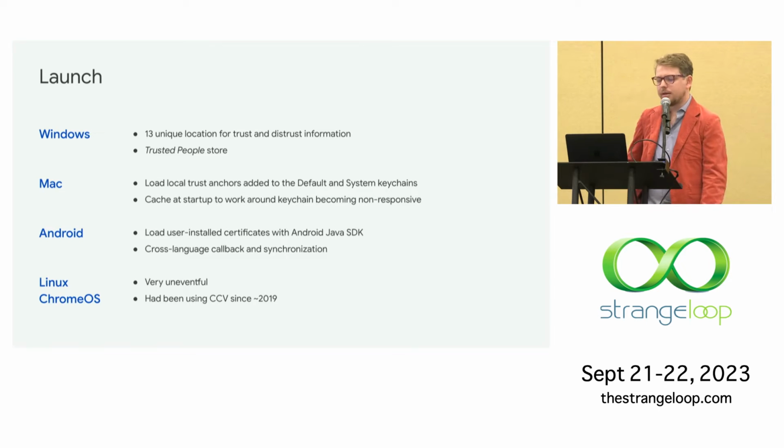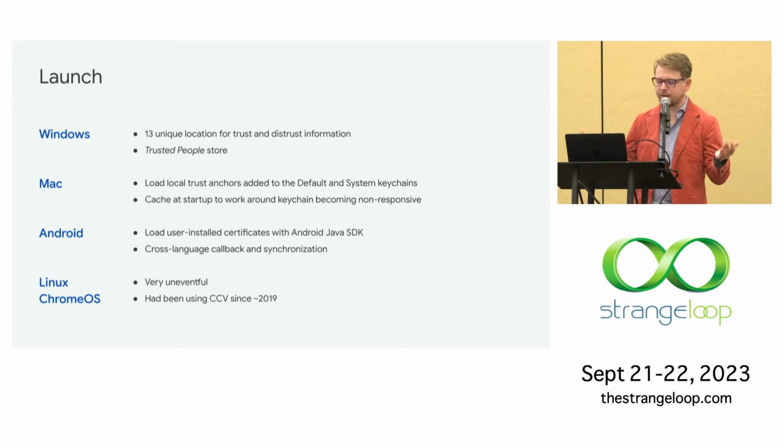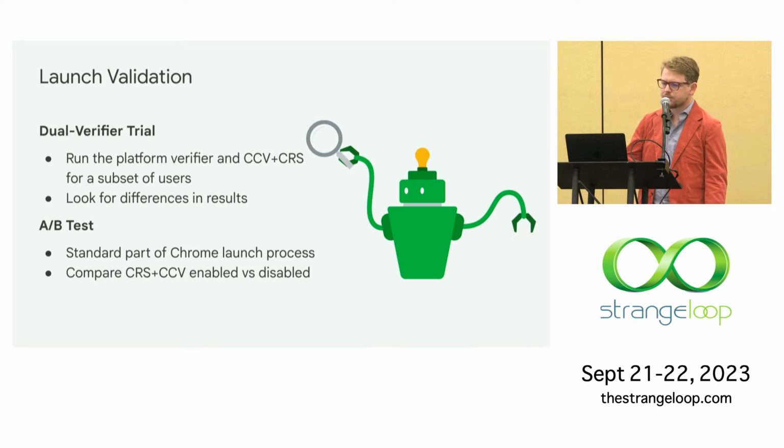On Android, there's an API in the Android SDK to get custom root certs out. So you just have a nice cross-language Java to C++ callback synchronization problem, which we all know is very straightforward. And the good thing about Linux and Chrome OS is, since they all just use Mozilla's root store and shove it in /etc/nss, we'd actually been able to use our own verifier since about 2019. So updating to use our own root store was pretty uneventful.